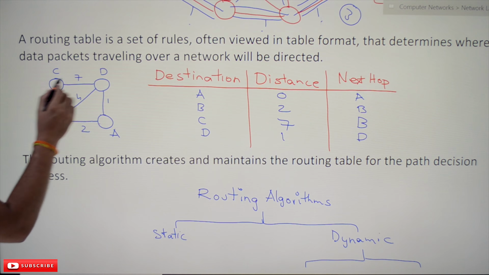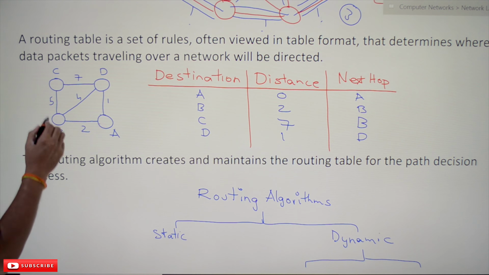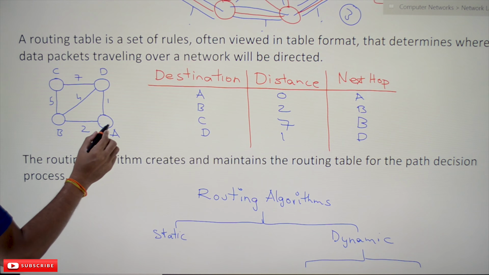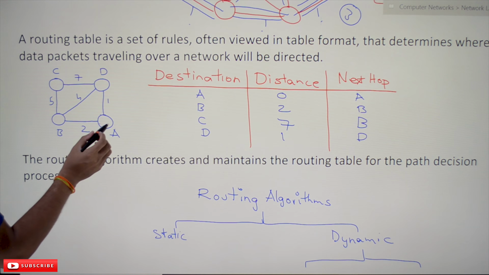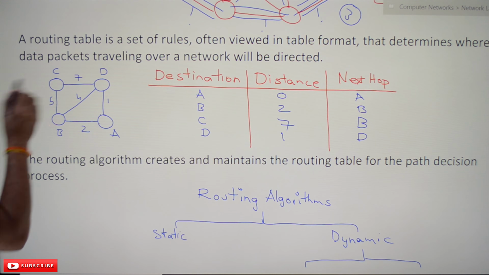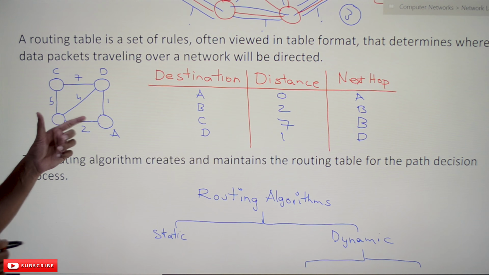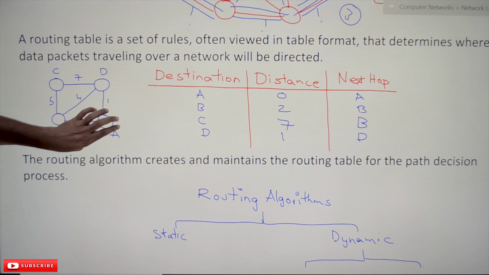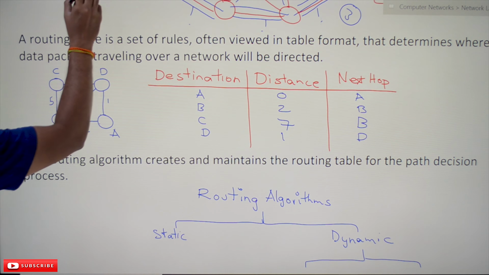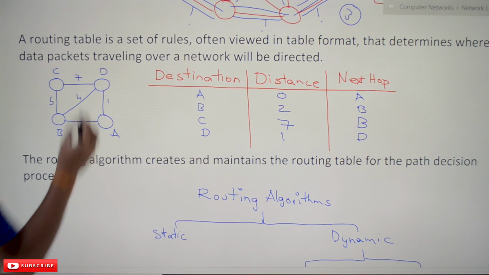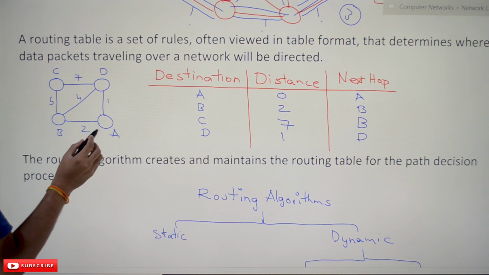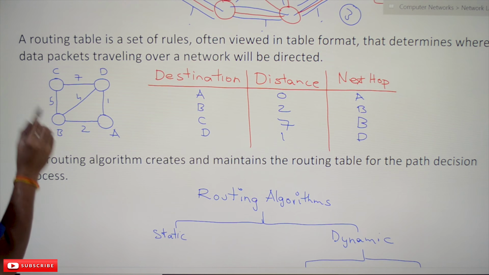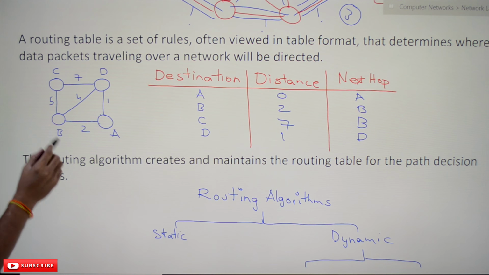Here is a network. We are having a sample network with 4 nodes, and for example, if you want to transmit the data from A to C, so now the packet is at A. Let's try to understand this with an example. Here A wants to transmit the data to C. So what are the best paths that are available?